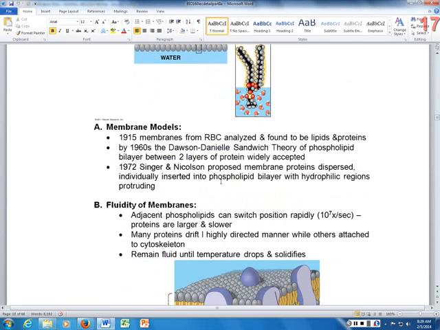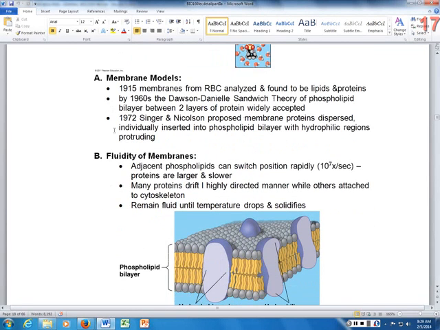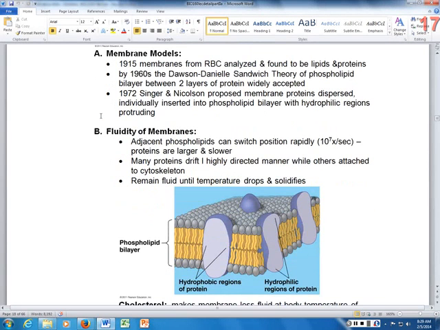So that was not the original model. Back in 1915, they noticed that membranes from red blood cells had both lipids and proteins in them. In the 1960s, they came up with the sandwich theory. They knew about this phospholipid bilayer, and they thought there was a protein layer like bread on the outside of that. And then in 1972, they proposed that instead of protein layers like two pieces of bread around a sandwich, you had proteins that were actually embedded into the membrane. And that's the idea that is still accepted right now.